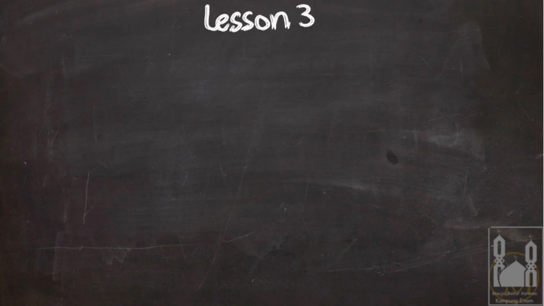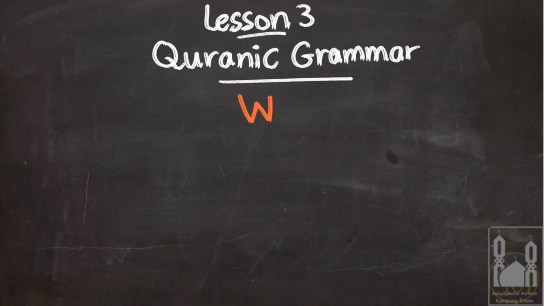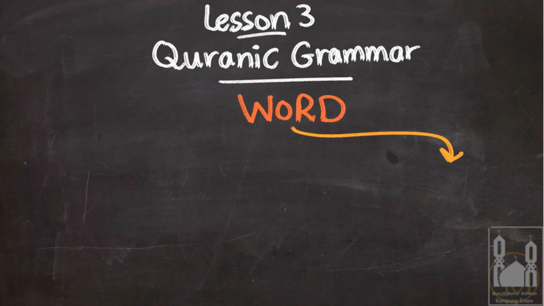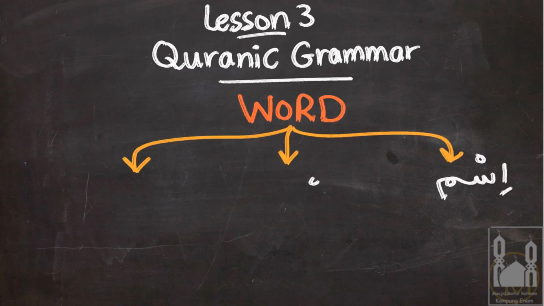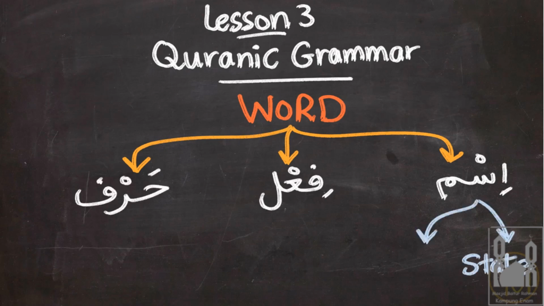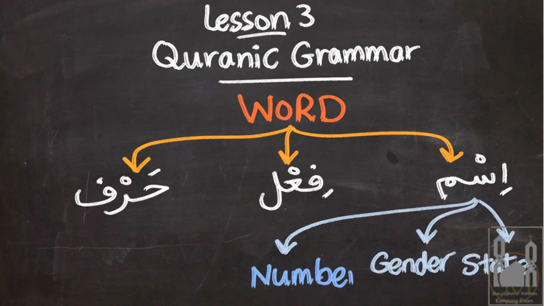Welcome to Lesson 3 of How to Understand the Quranic Grammar series. Previously, we were introduced to the division of the Quranic grammar, and we have discussed the first two concepts related to the Arabic noun, or ism. So we can now identify definite and indefinite nouns, and we can also differentiate between feminine and masculine nouns.